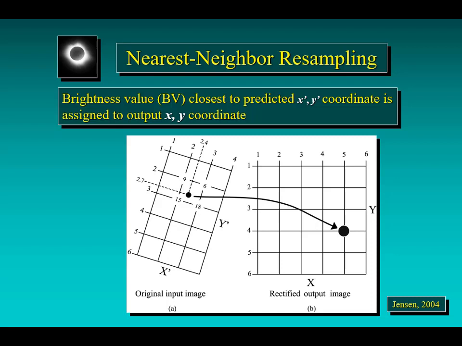So we're not changing any of our original data values. We're not necessarily utilizing all of them from our original input image. Again, some pixel locations may disappear from our original input image to our output rectified image. However, since we're just utilizing the closest pixel, and the brightness value associated with it, we're not changing any of our original input brightness values as part of this nearest neighbor resampling process.